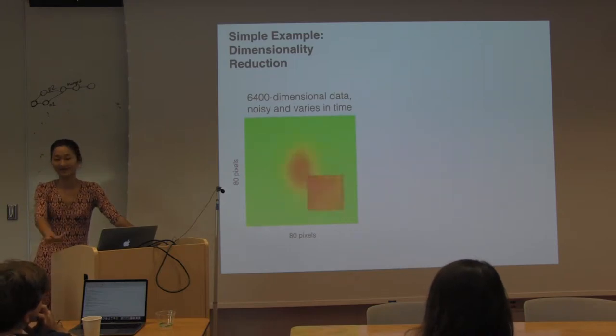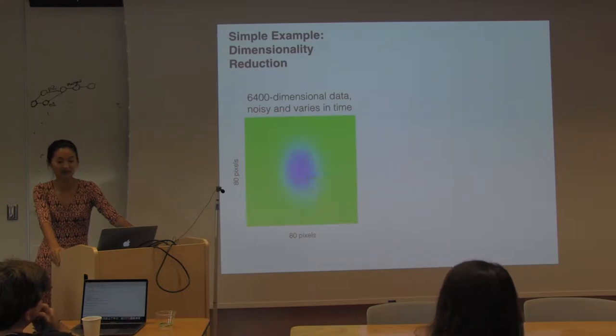I want an oval, and I want a square. And I want that one of them is oscillating faster than the other. That's the right answer. Okay, so what's the first thing I do to try to do that? How do I reduce the dimensionality of this data set?